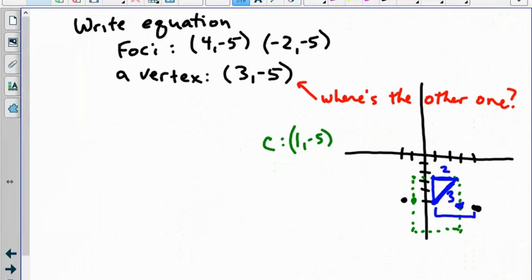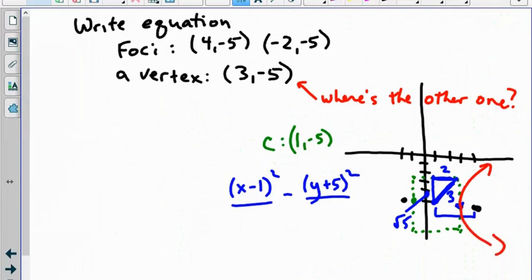And so our job is to find this distance, which in our problem is b. So that's the distance from the center to the covertex. And we just do the Pythagorean theorem. B squared plus 2 squared equals 3 squared. We will get the square root of 5. So our center is at 1, negative 5. That makes this part relatively easy. Why is the x part first? The x part is first because the focus points and the vertices are all going in the x direction. So that means that our graph is going to open left and right.